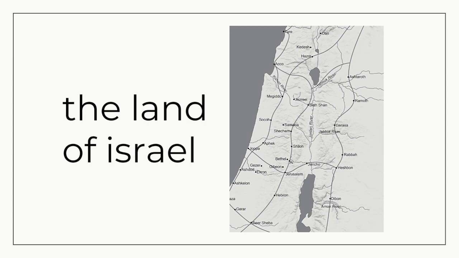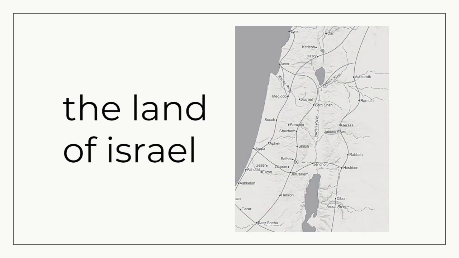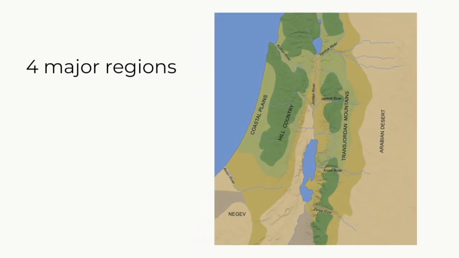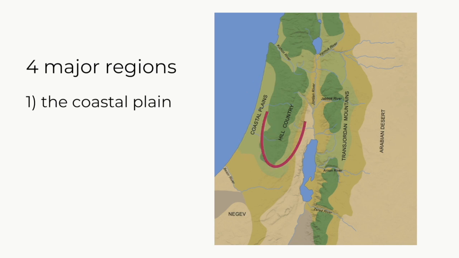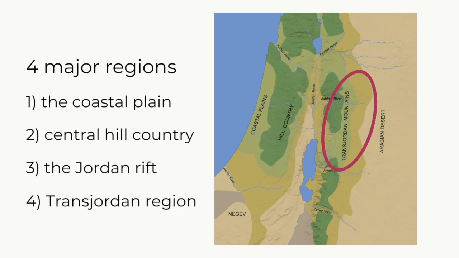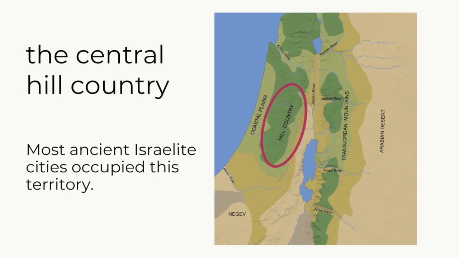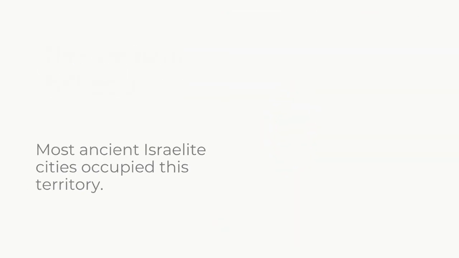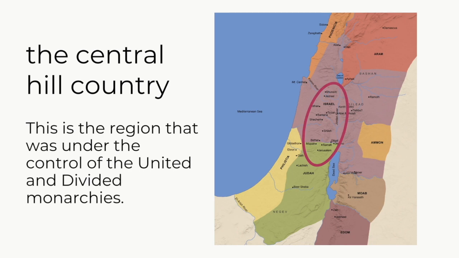The land of Israel itself goes by several other names: the land of Canaan, the Promised Land, Palestine, among others. It divides into four major regions: the coastal plain, the central hill country, the Jordan Rift, and the Transjordan region. The Central Hill Country is perhaps the most important region for studying the Old Testament. Most ancient Israelite cities occupied this territory. Additionally, this is the region that was under the control of the united and divided monarchies.